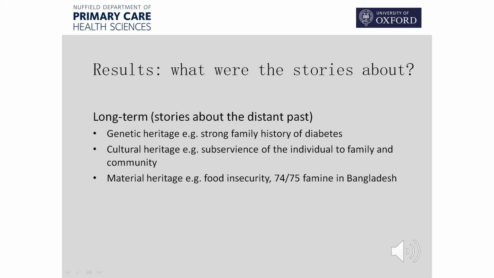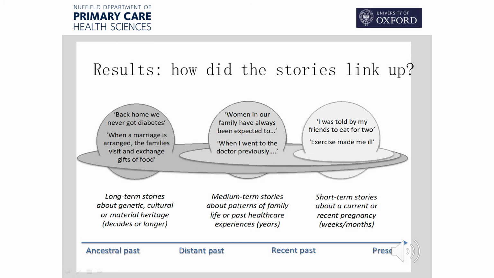And they also described rather powerfully a material heritage. Some described, for example, the very deep famine in Bangladesh in the early 70s, and others told stories of food insecurity, having had a period in their life where they couldn't get enough food. So we analysed all these stories together in a model.